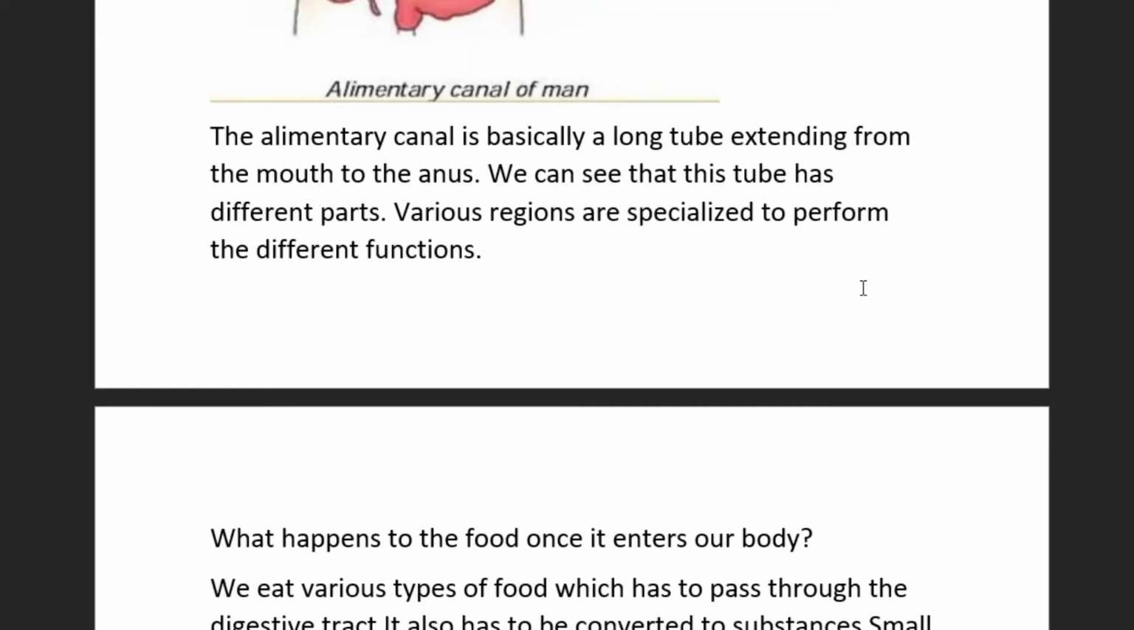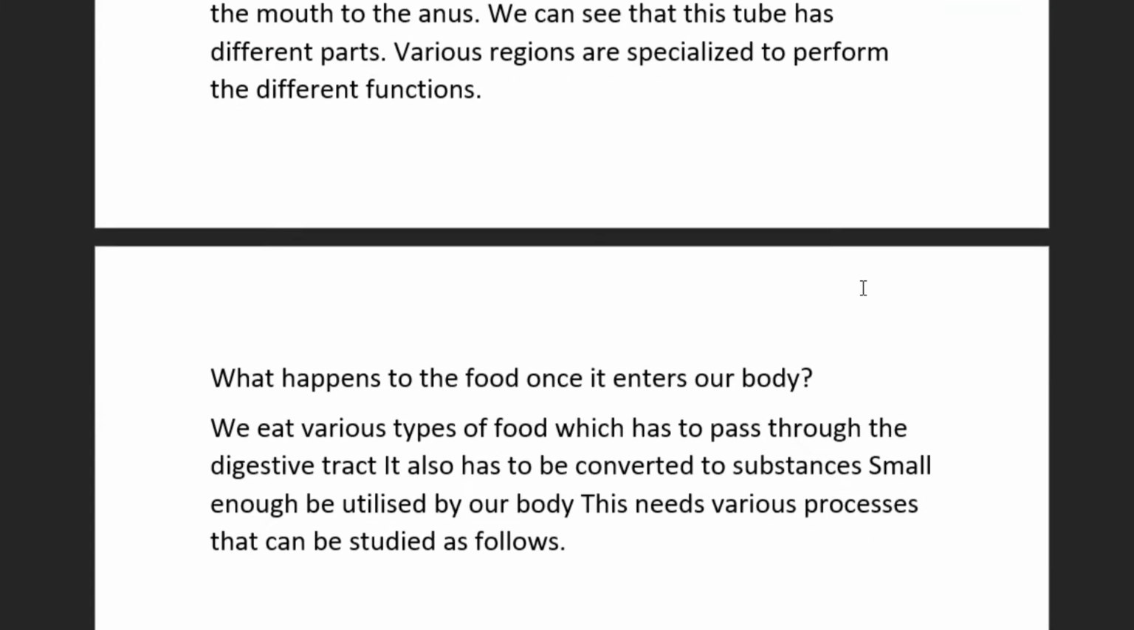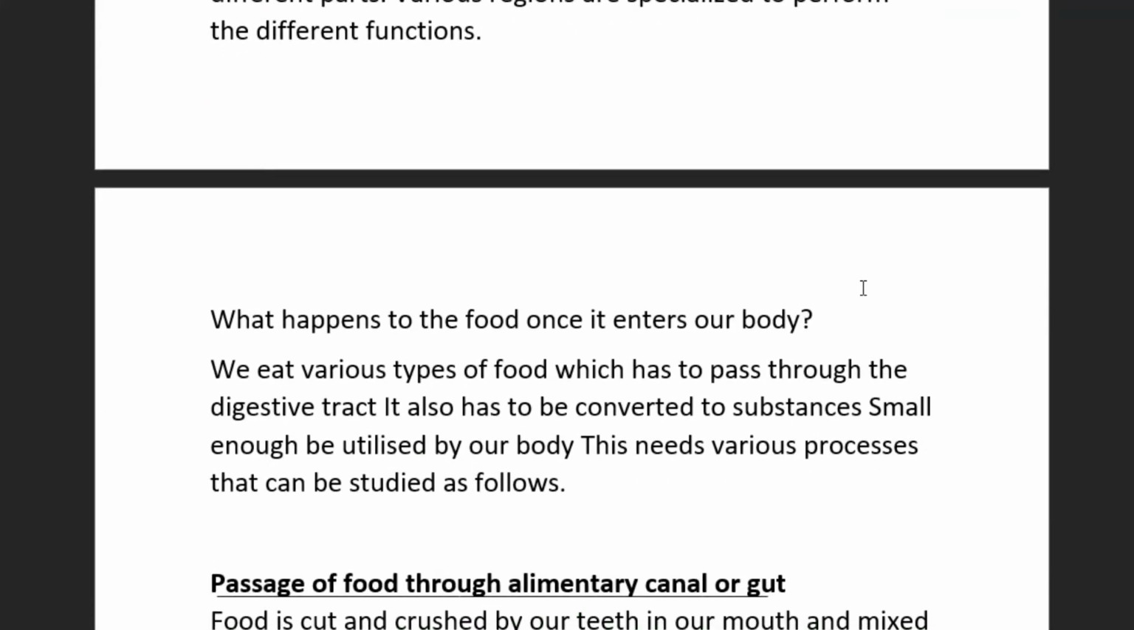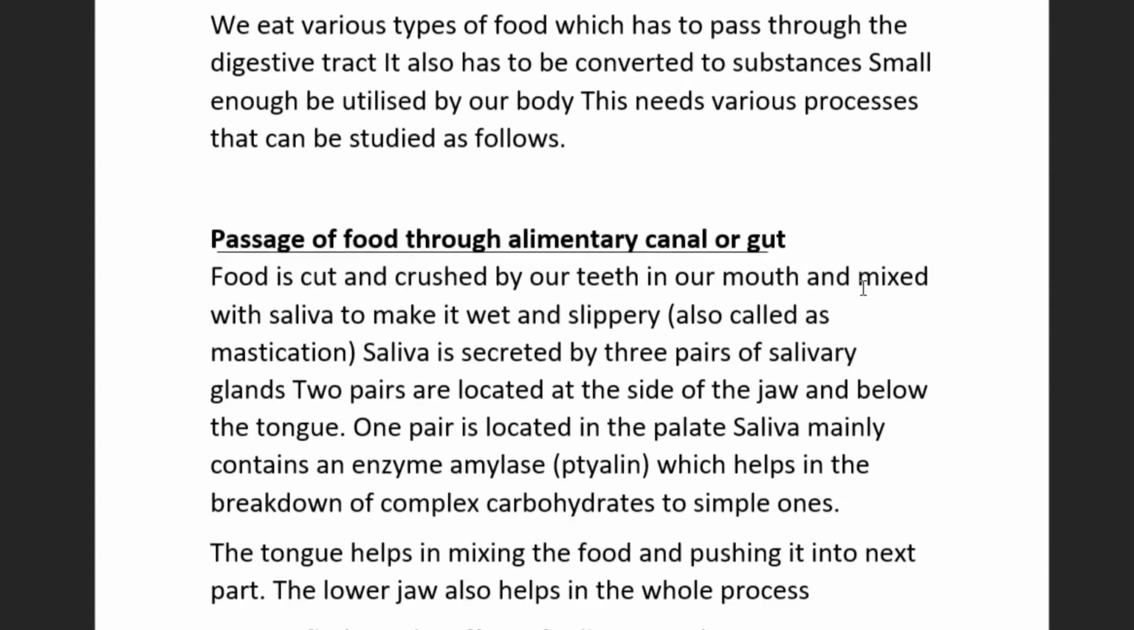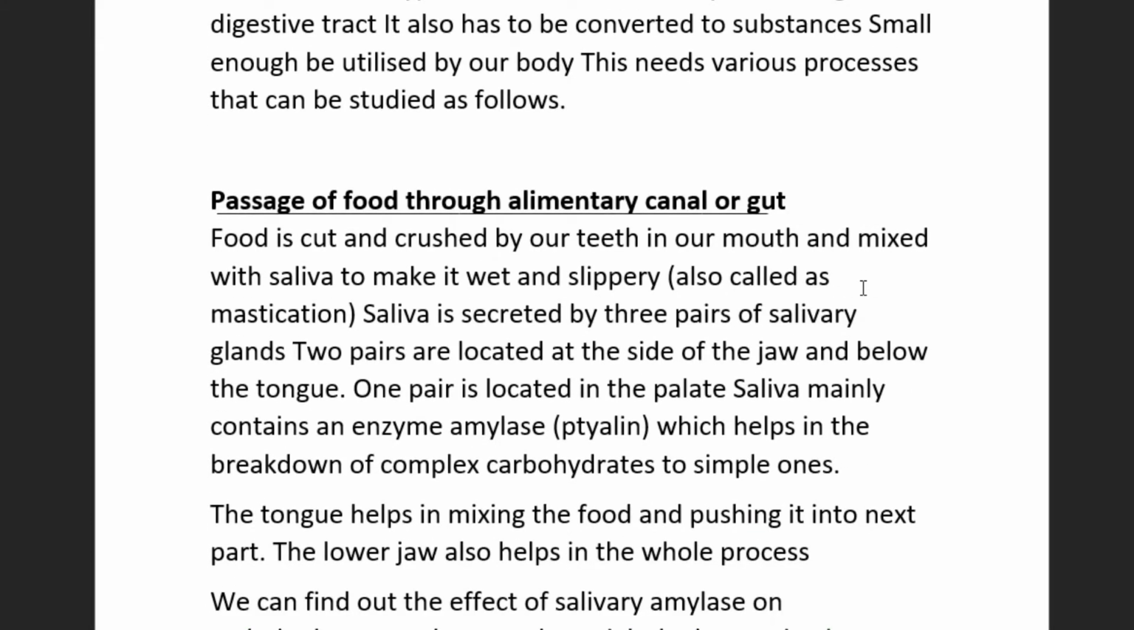You may have one doubt: what happens to the food we eat when it enters into our body? You all know we eat various types of food which pass through the digestive tract, and it is converted into small substances which are utilized by our body. To convert it into small pieces that our body can utilize requires various processes. That means how the food passes through the alimentary canal and what happens to it in our digestive system, all that we are going to learn in this.